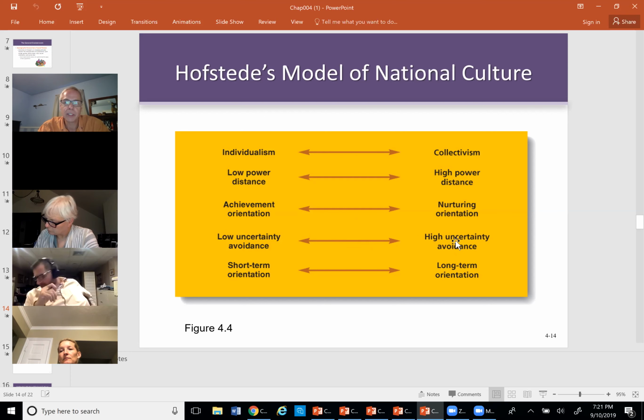High uncertainty avoidance people, the way you think of them is this. They like rules because when there's rules, I can follow the rules. And when I'm following the rules, I can be comfortable. I'm not going to get in trouble, because that's the goal, to not get in trouble. Versus Australians, they don't like rules because they want to do whatever they want.